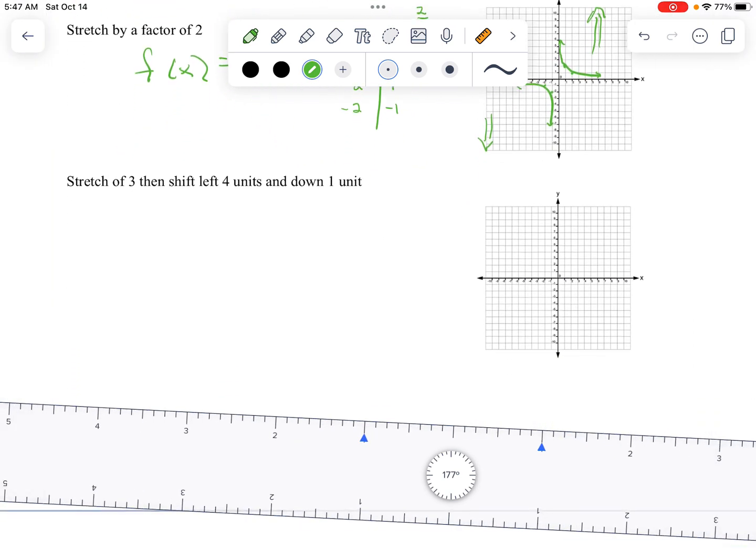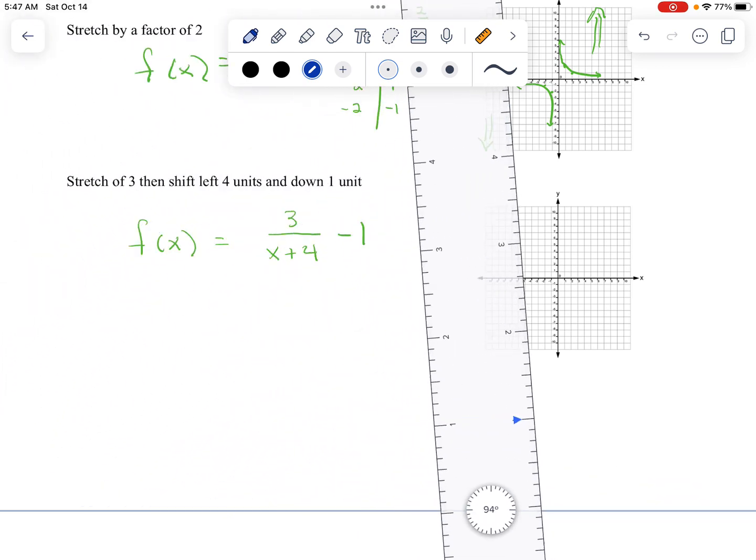So how would we write the equation of a rational function, the parent function, with the stretch of 3, and then a shift left 4 units and down 1 unit? So we have our original parent function. We want to stretch 3 units. We want to shift left 4 units and down 1 unit. And when you want to graph something like this, remember to graph your asymptotes first.